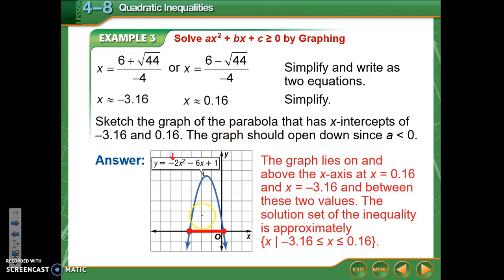And I'm asking myself, okay, what x values give me this part of my graph that's greater than 0, that's above the x-axis? Well, in this case, it's the x values between my two x-intercepts. If I plug in any x value here between my x-intercepts, its corresponding y value is going to be greater than or equal to 0. And that's what we're asking for. So our solution set would be x has to be between these two things. We could also write it as 6 minus the square root of 44, if we wanted to be exact, is less than or equal to x, which is less than or equal to 6 plus the square root of 44 over -4.